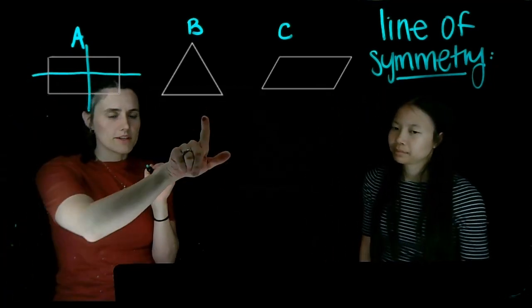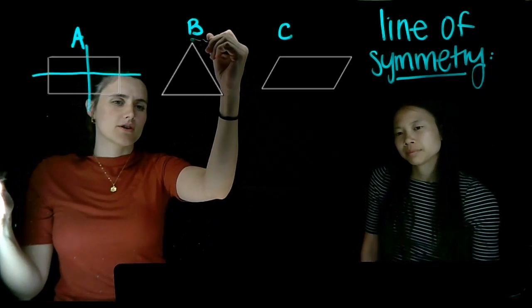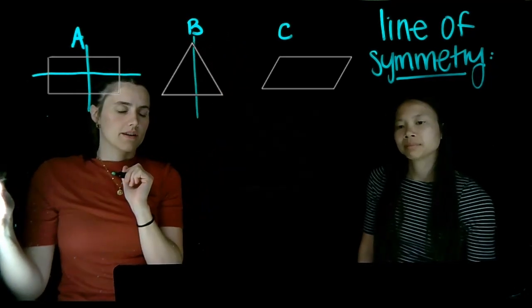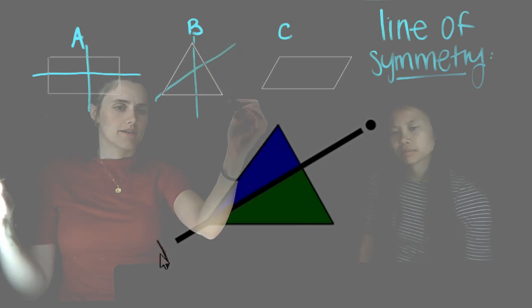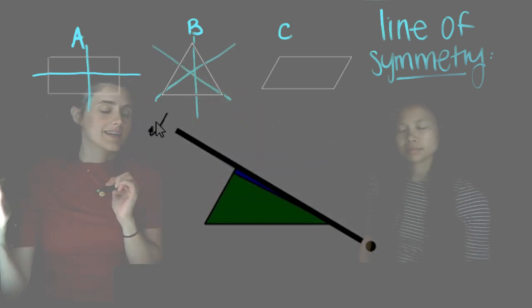And then we come over to shape B. So shape B, we could draw a line through this vertex, and we could get a line of symmetry folded this way. We could get one here and one here. So shape B has three lines of symmetry.